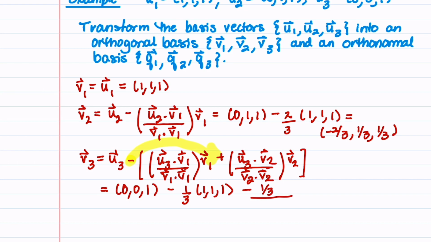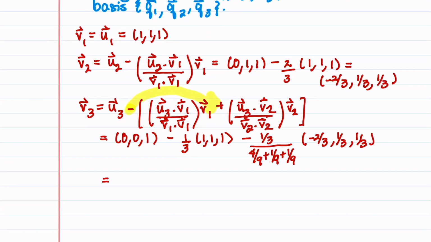And down below, we have a 4/9 plus 1/9 plus 1/9. And that is multiplying our v2, which we just found to be minus 2/3, 1/3, 1/3. Lengthy calculation. When all the smoke clears, we end up with a 0, a minus a half, and a minus a half. We now found v1, v2, and v3. So we have an orthogonal basis. Let's highlight those answers in green.